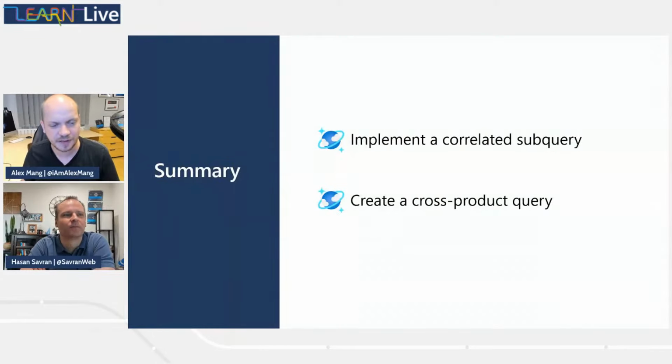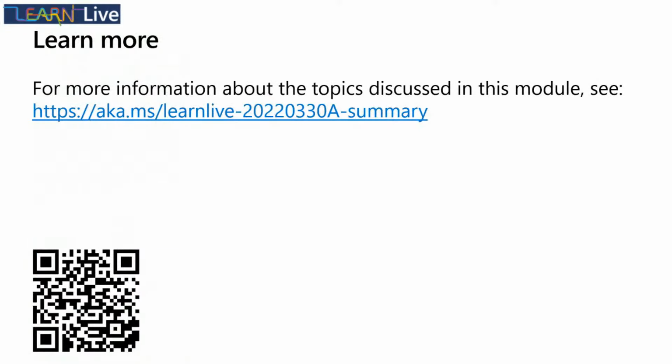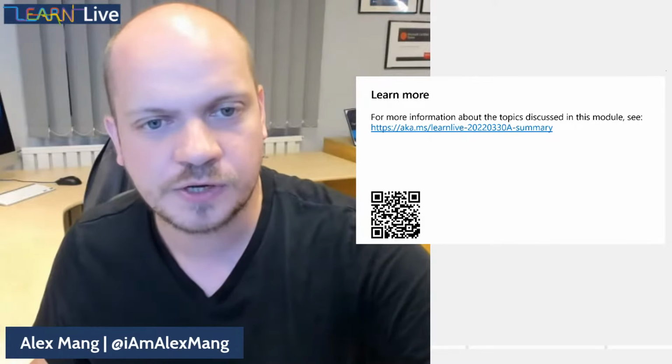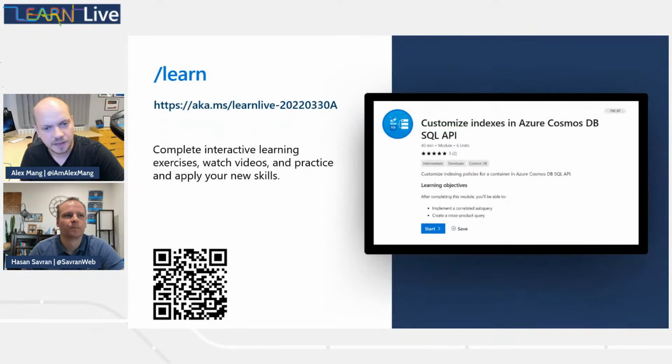Good. I don't know about you, Hasan, but I've had a lot of fun today, and I think we did a pretty good job actually at covering our objectives, which are, again, implementing a correlated subquery and creating a cross-product query, actually working with the indexes on configuring these. And if people want to learn more on indexing, I encourage them to actually head over to the topics that we have discussed, specifically on indexing policies in Azure Cosmos DB and managing index policies in Azure Cosmos DB. They can also scan this QR code and they can learn more for sure. Again, this was the Microsoft Learn module called Customize Indexes in Azure Cosmos DB SQL API.